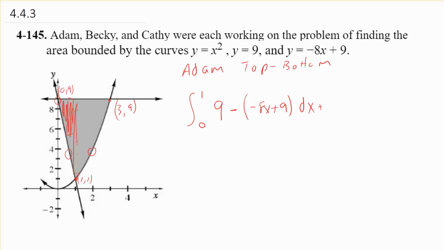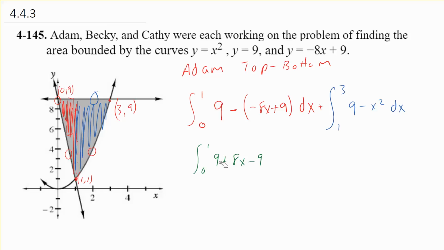Plus the second part of the curve is over here, has the same top curve, 9. Now our bounds are going to be from 1 to 3 on this one. And the bottom changes to x squared dx. So a little algebra simplifying. 9 plus 8x minus 9. We can probably just rewrite that as 8x dx, which is convenient. Plus from 1 to 3. This one's already simplified. So let's antiderive.